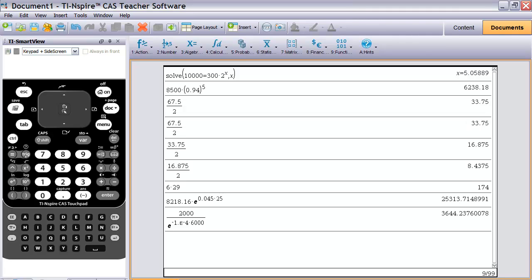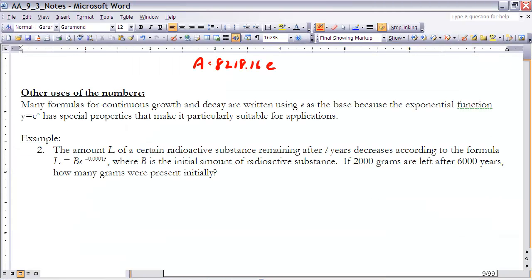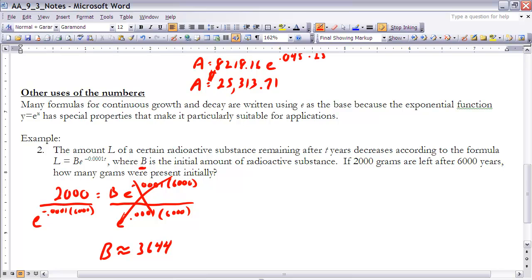If I enter 2,000 over e to the negative, now the calculator automatically did this, but you can just enter 0.0001 times 6,000. If I do that, I get 3,644.23, so about 3,644 grams. So the amount that I would have there for B would be about 3,644 grams. This would be the answer if we solve that for B.